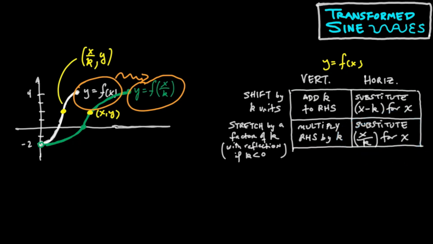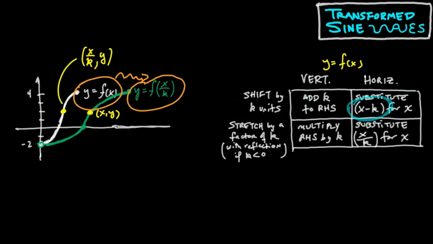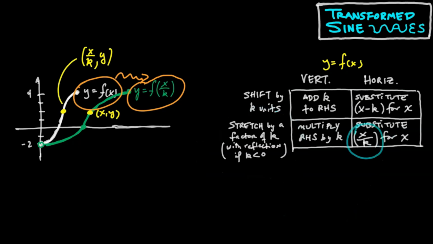Good. The thing to remember is that the substitutions you use when you're doing these horizontal transformations are in some sense the reverse of what you might naively expect. To shift to the right by 5 units, you might naively expect that your substitution should involve x plus 5. It does not. It's going to involve x minus 5. To stretch by a factor of 32 horizontally, you might naively expect that your substitution would involve multiplying x by 32. That's not what you do. You have to divide x by 32 when you make that substitution.